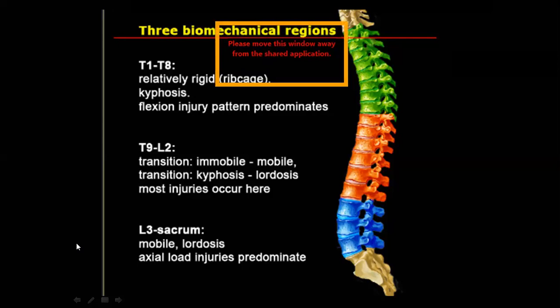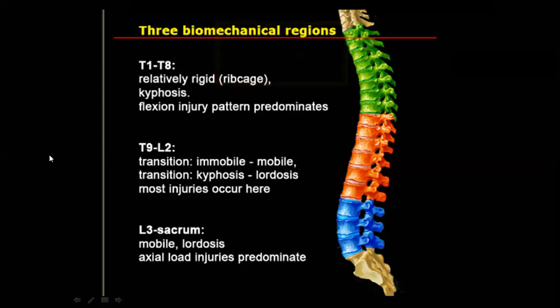So proximal thoracic, rigid structure; flexion injury, thoracolumbar junction. It is a junction of immobile segment and mobile segment. The chance of injury is more here. Lower lumbar, it is a mobile segment, axial loads. Compression fracture and burst fracture because of axial load is common in the lumbar spine.